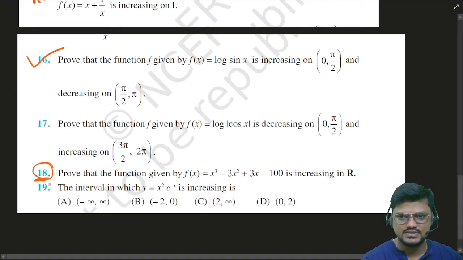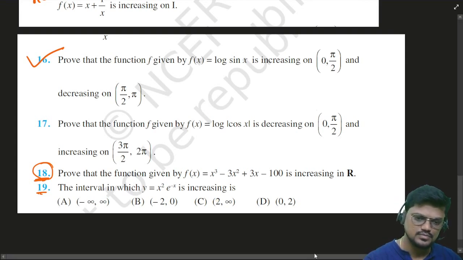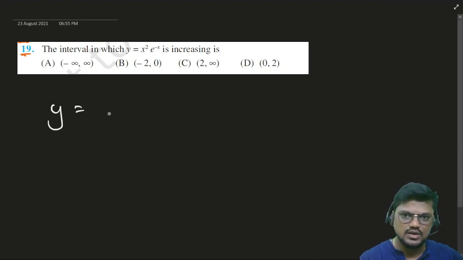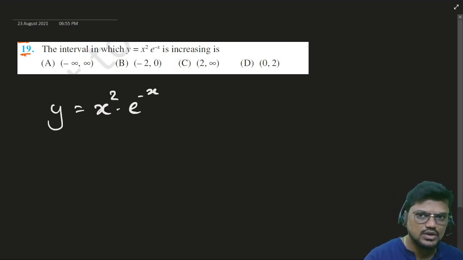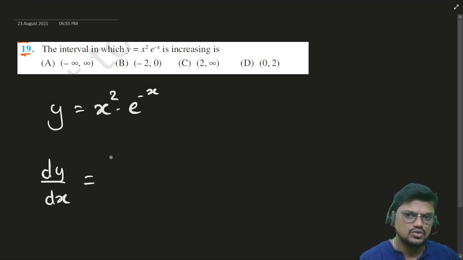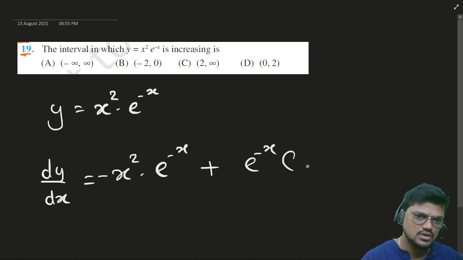Now the 19th sum: let's find the intervals in which it is increasing. What is given? y equals x square into e raised to minus x. For what interval is it increasing? Again, let's do dy by dx. You use the product rule, u into v: x square as it is, e raised to minus x, whose derivative gives a minus, plus e raised to minus x, times the derivative of x square, which is 2x.